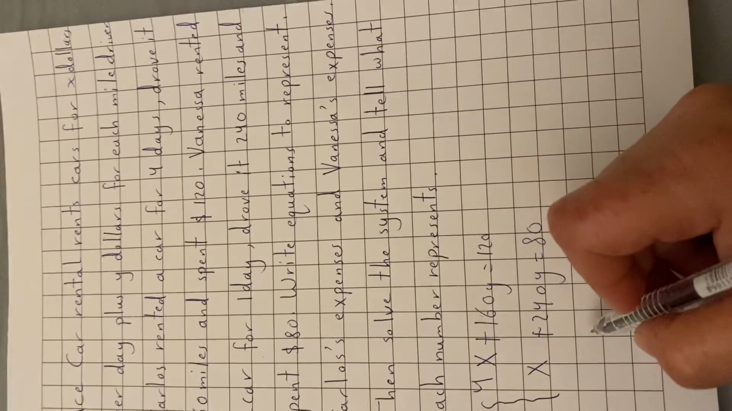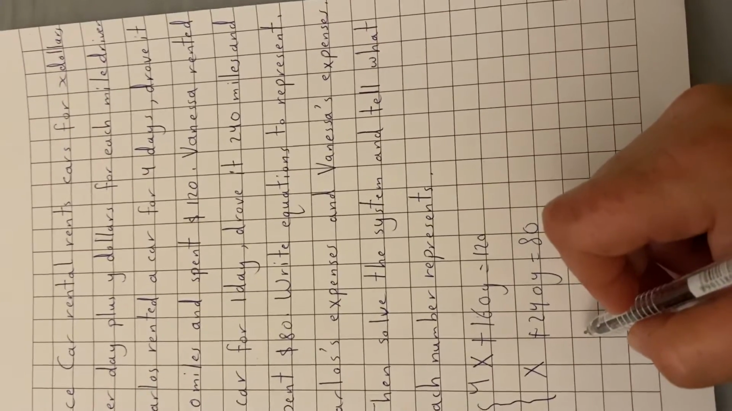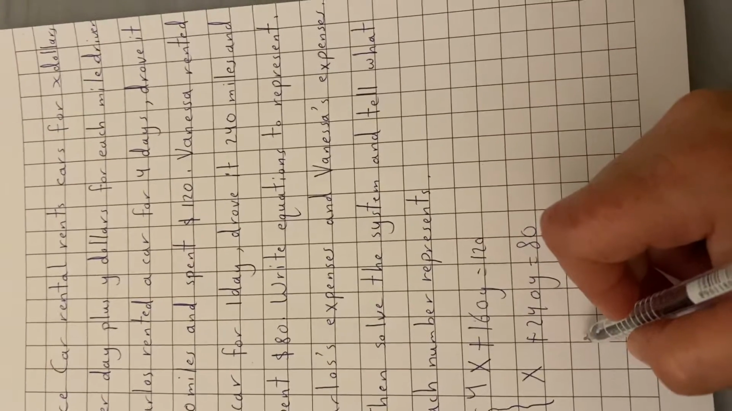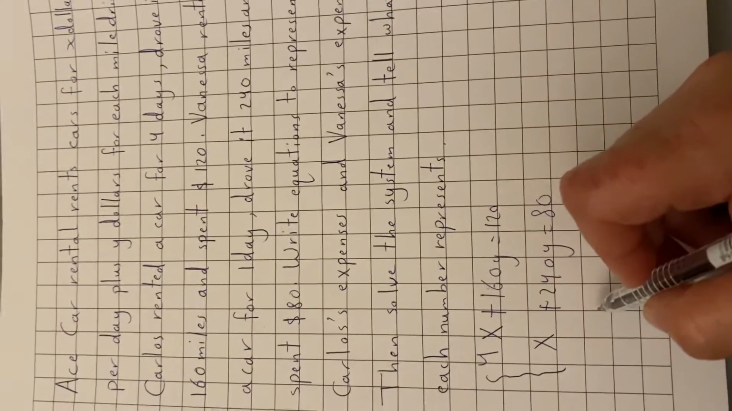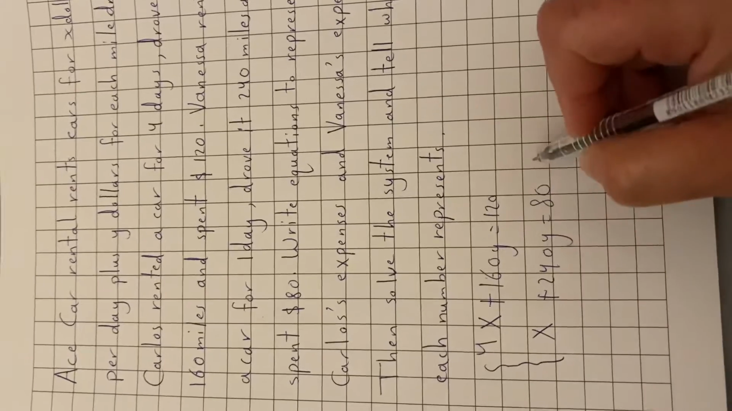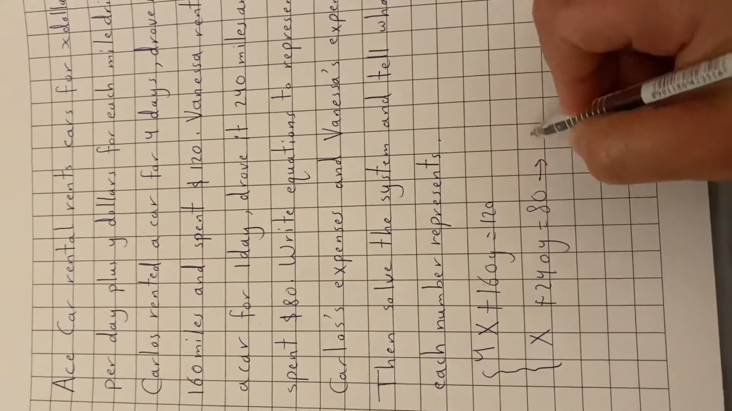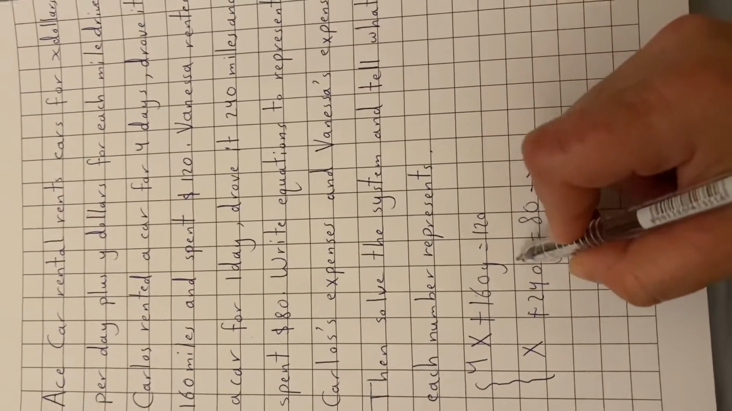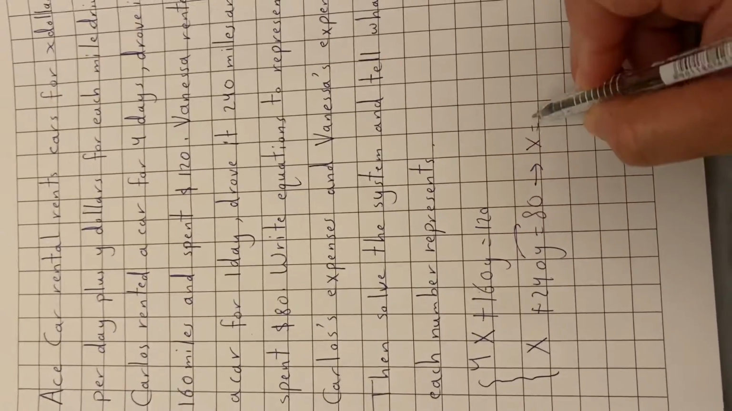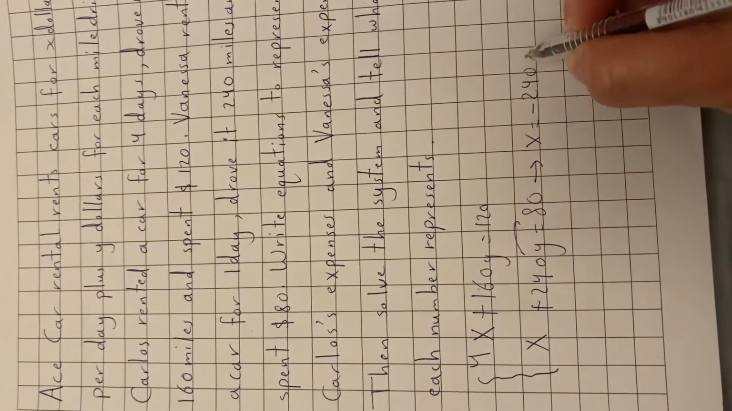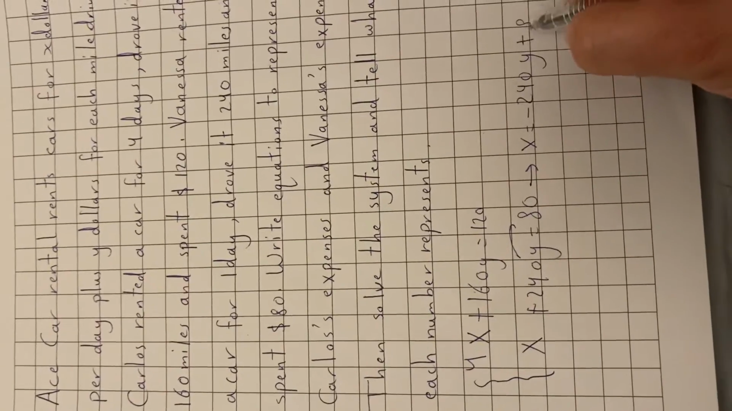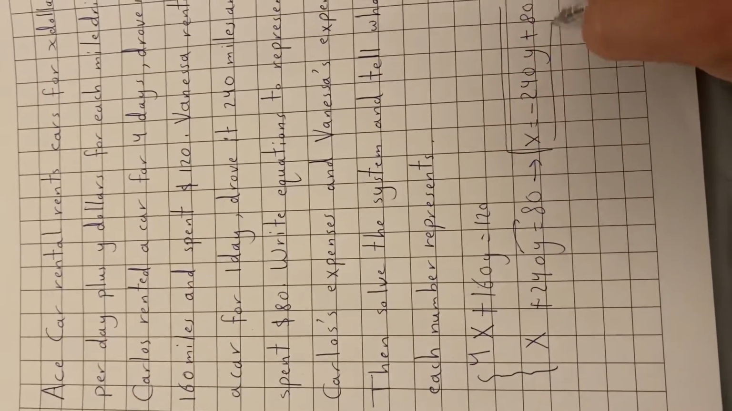Now, if I need to solve this one, I need to solve by substitution. So there are many ways, but I will choose to solve by substitution. So I will isolate X from this equation. I will bring the 240 to the other side. It will become negative 240y plus 80.